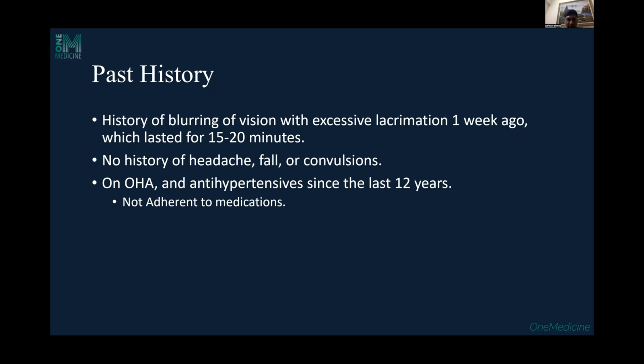How is a past history of a fall, convulsion, or headache one month back relevant to you? In case of the headache, I was thinking hemorrhagic stroke. Okay, past history: one month back, she had a fall and then developed headache, and now suddenly she developed weakness. What could that be?